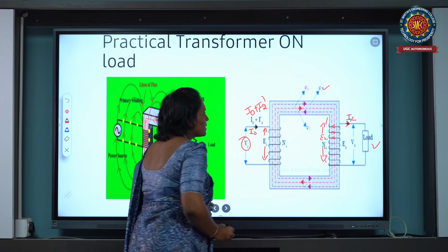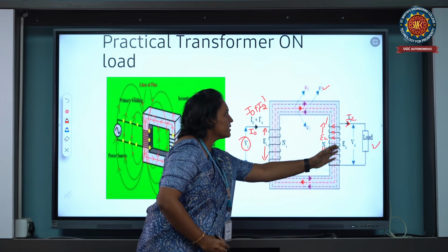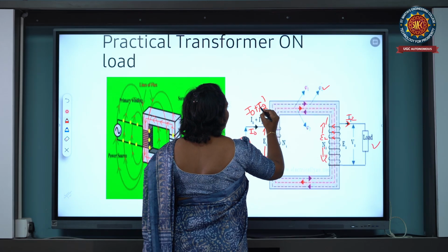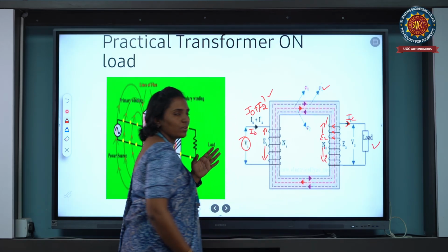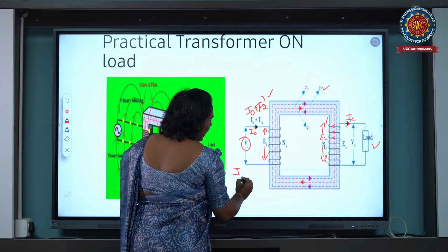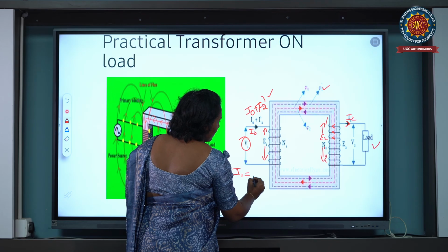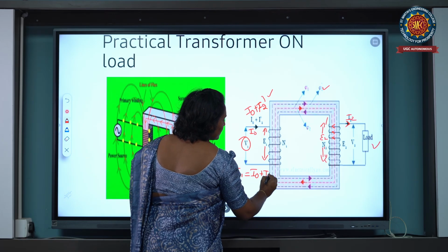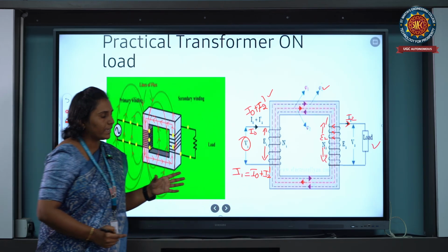This secondary side current links with the primary side current, which I can assume as the I2 dash current. This I2 dash current is also known as the counter current. So in the practical transformer, the resultant current I1 is equal to the no load current plus the counter current. This is the resultant current of the practical transformer.